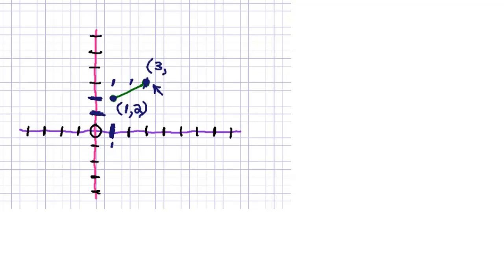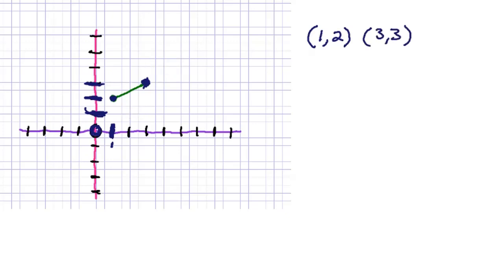And then we count up how many notches up the y-axis this point is from the 0. So here's the 0, and we count up 1 notch, 2 notches, 3 notches. Because see the 3, it's on the 3 line of the y-axis. So that is also a positive 3. So the coordinates for this line is 1, 2, and 3, 3.